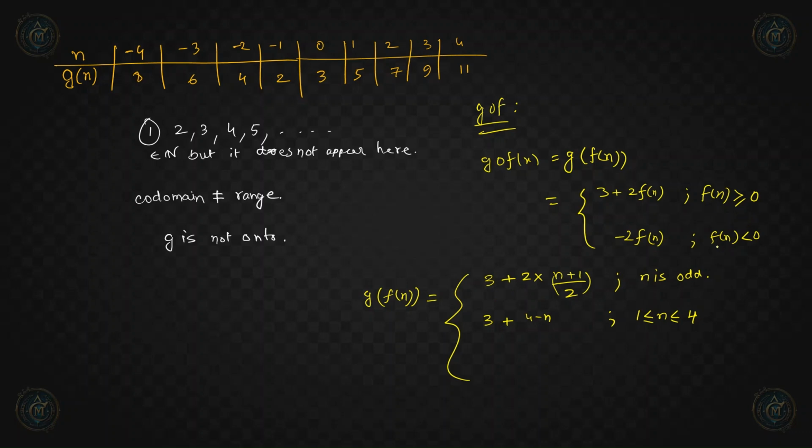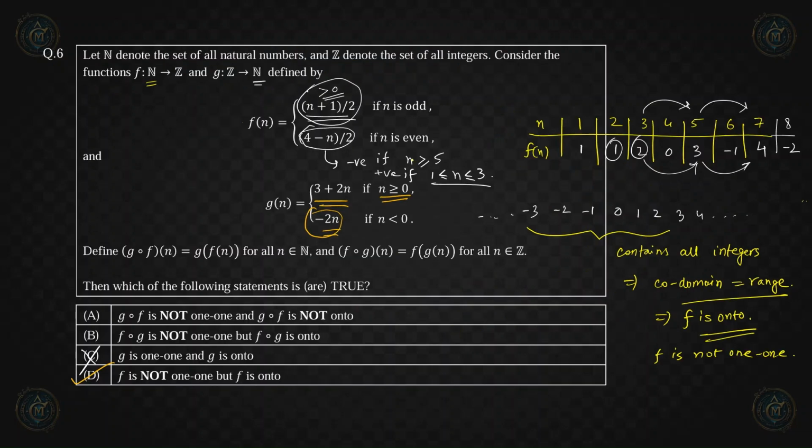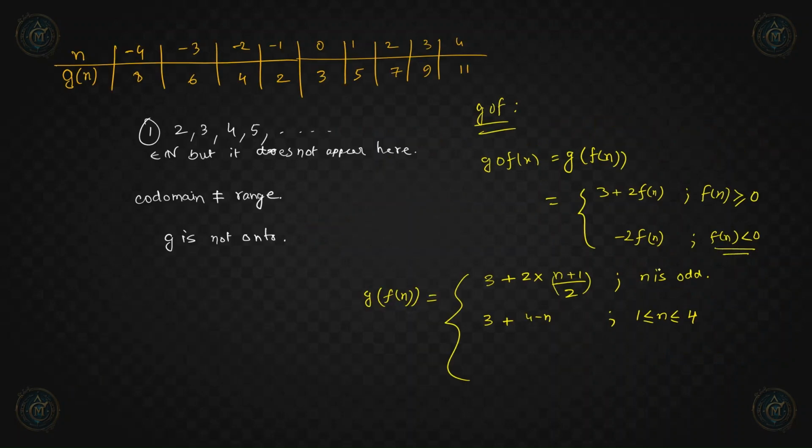Now let's analyze the case f(n) < 0. So f(n) < 0 is the case, negative, if n ≥ 5. That means we also have to take care of this case, where n is even. So let us include this case also: n is even and n ≥ 5. This case will lead to f(n) < 0, that means this definition will work.